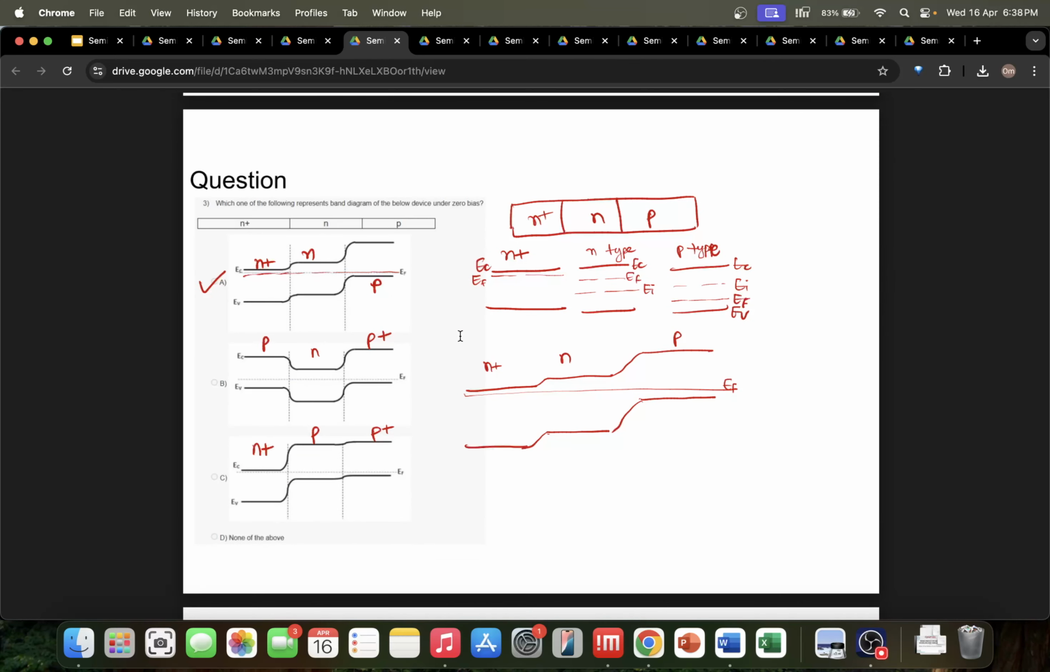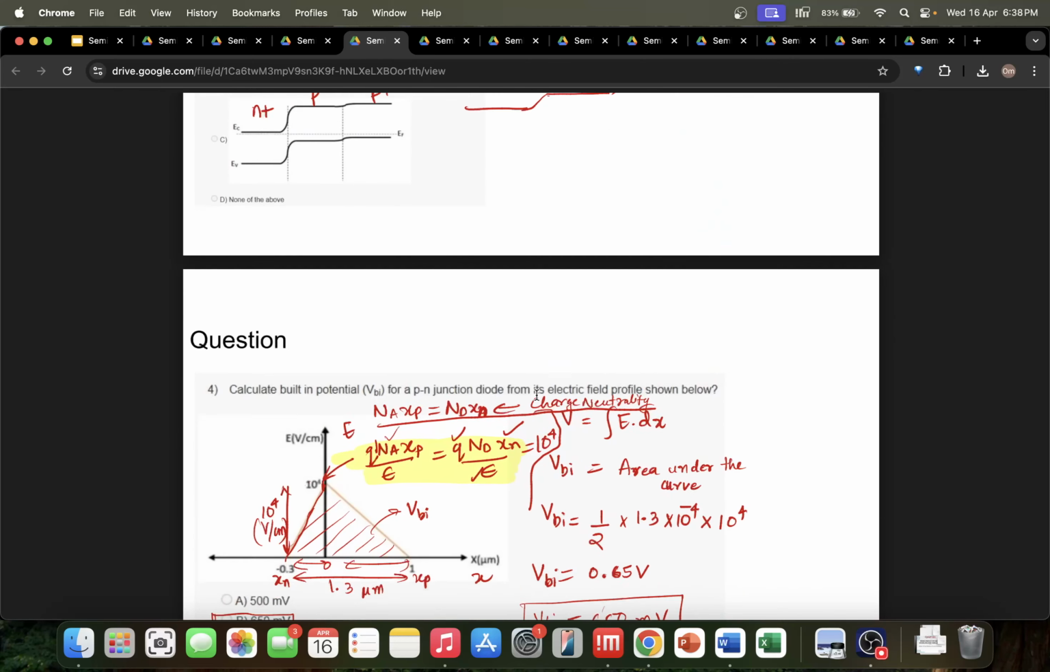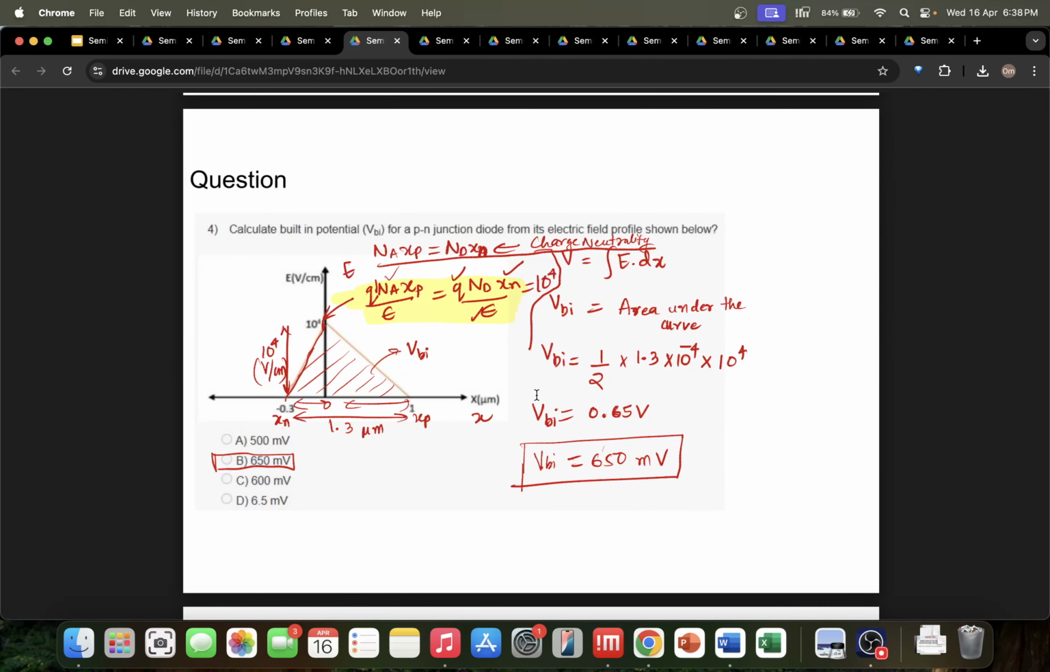We saw how to draw the band diagram. The N plus type has lower energy than the P type. So if we are given this kind of configuration, we can draw rough sketches of the band diagram. This is extremely important. We then calculated the built-in potential from the electric charge profile. These derivations that come from Poisson's equation are important.